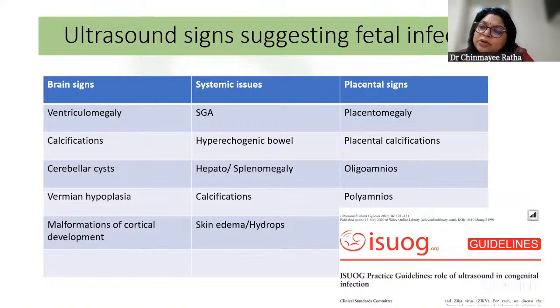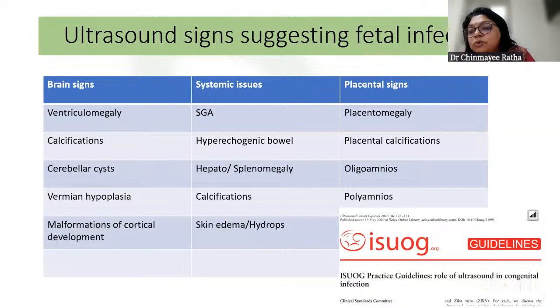These are the ultrasound features in the fetus which tell us that maybe they can be a marker for infection. If you have ventriculomegaly, it may be a genetic condition, it may be a structural malformation of the central nervous system, but it can also be because of an intrauterine infection like the TORCH organisms. Calcifications, cerebellar cysts, vermian hypoplasia, cortical development malformations. A malformation of cortical development might be because of a genetic impediment to the maturity of the CNS. It can also be a clastic activity, where something is already formed and then has started getting destroyed.